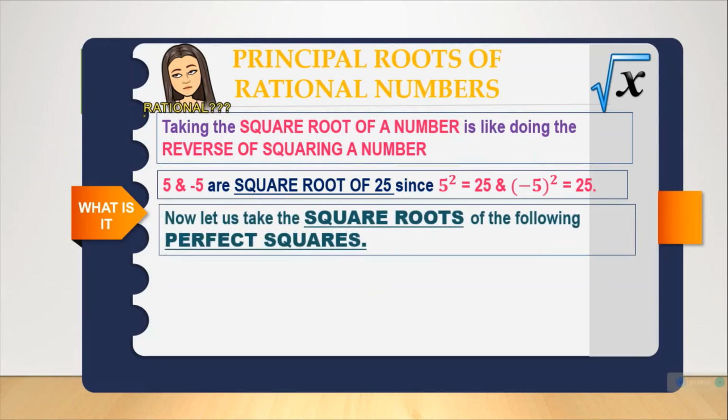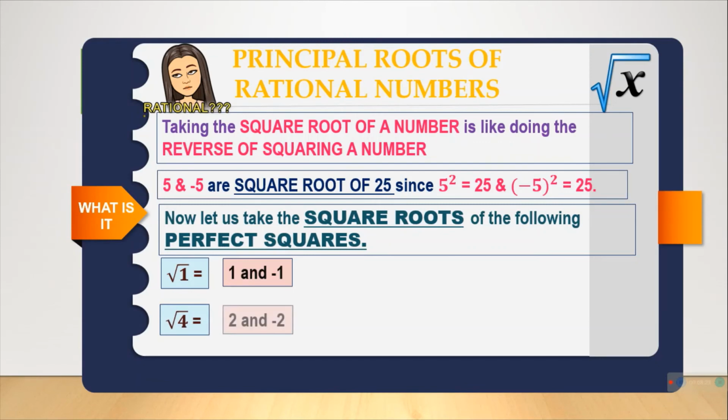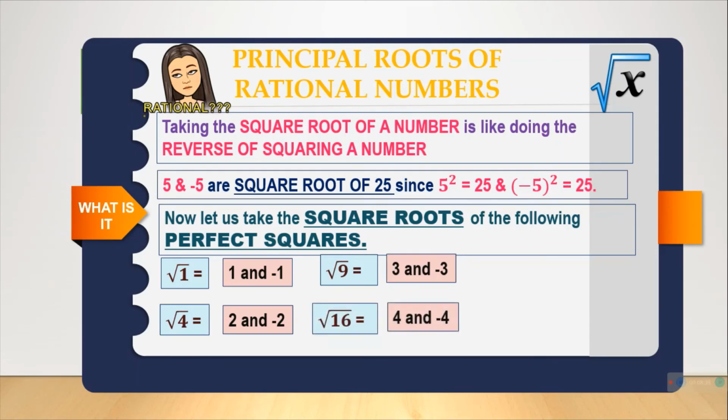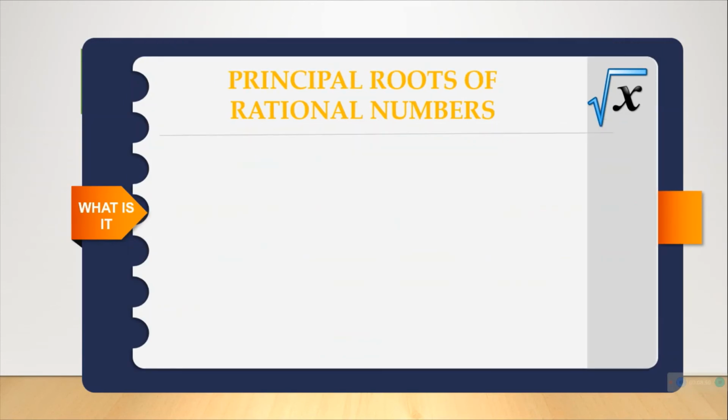Now, let us take the square root of the following perfect squares. So, the square root of 1 is equal to 1 and negative 1. The square root of 4 is equal to 2 and negative 2. The square root of 9 is equal to 3 and negative 3. And the square root of 16 is equal to 4 and negative 4. So, either of the two ay pwedeng maging sagot ng square root. So, the square root of 36 is 6 and negative 6. And the square root of 81 is 9 and negative 9.